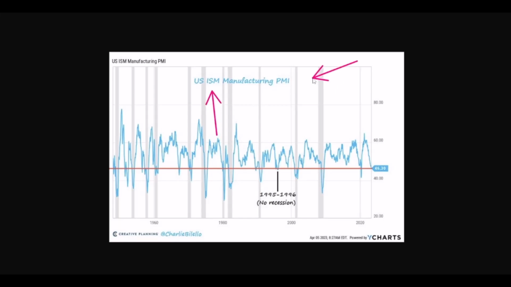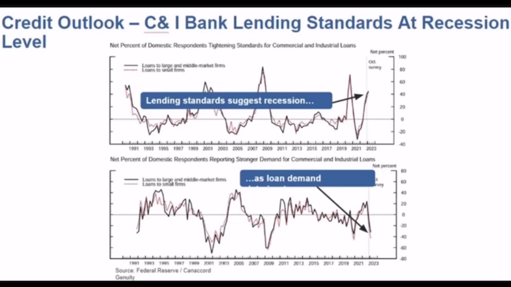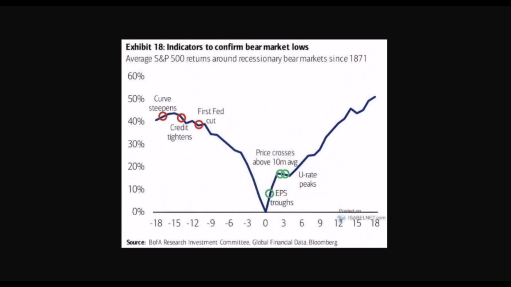US ISM manufacturing PMI, again, another one crossing. When that goes below 45, we tend to see recessions soon following. We know that credit outlooks and tightening is occurring, and that's usually a big sign, of course, of a market that's basically a little bit sick. And this is kind of the way it works. We get curves steepening. Well, we've seen that with all of these interest rate curves. Then we get credit tightening. Well, that's happened since Silicon Valley Bank and Credit Suisse. Then we get a Fed cut. And remember, the Fed will pivot.